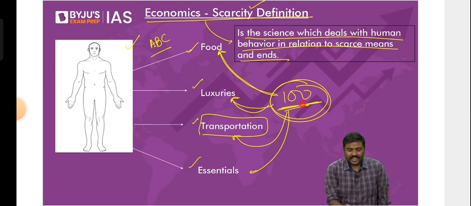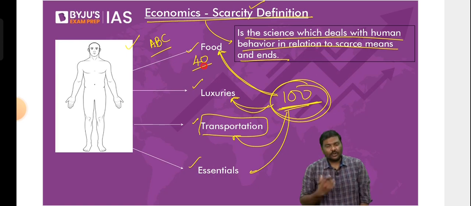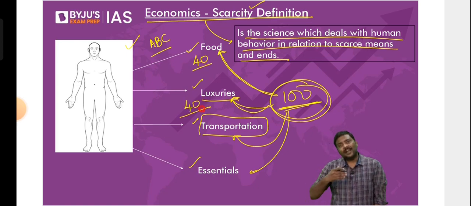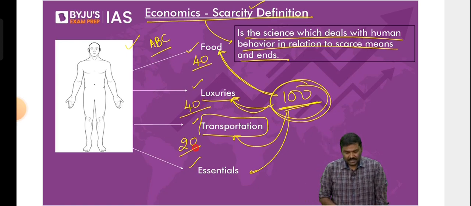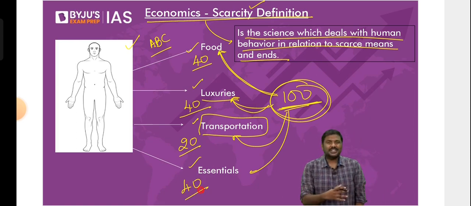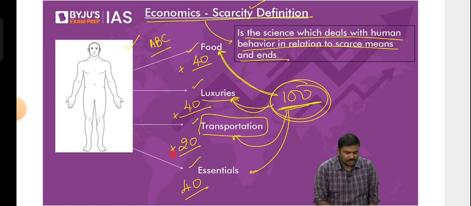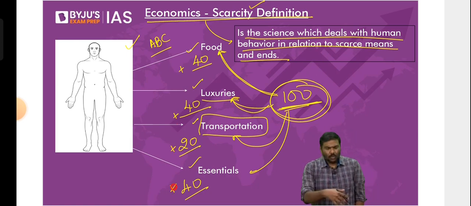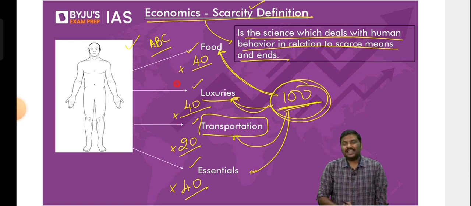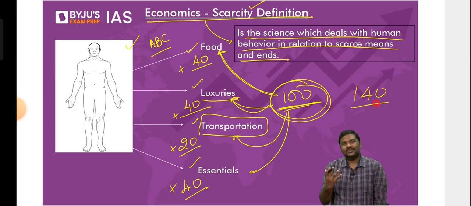For example, what if I say the food will incur expenses of 40? For luxuries, the person has to spend another 40 rupees. Transportation, let's say, is 20 rupees, and essentials, let's say, another 40 rupees. Don't ask what you'll get in 40 rupees, that is not the concern here. If you want to purchase all of this, how much money will the person require? Imagine you are that person. The amount you require is 140 rupees. Simple CSAT calculation.